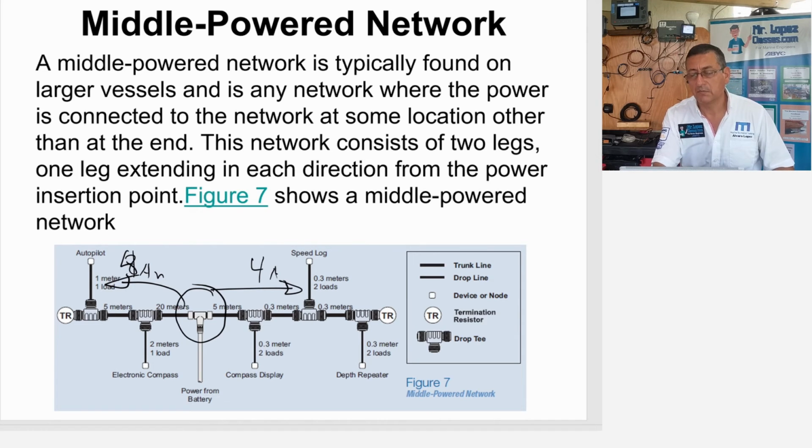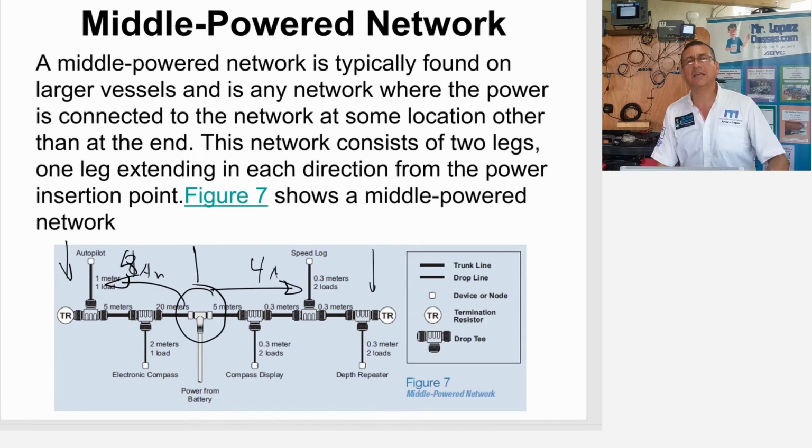total 8 amps. But I prefer, if the boat is a big boat, to install one source in the middle and another source at each end in order to keep the voltage stable and avoid excessive voltage drop. And right now we are going to talk about the voltage drop and what is the meaning of that.